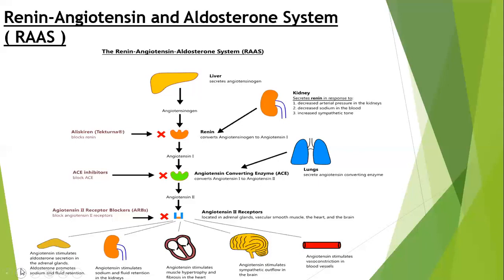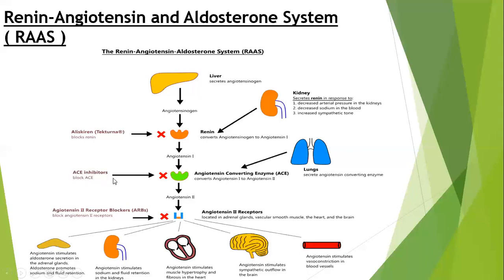That's why there are medications like angiotensin converting enzyme inhibitors. As you can see, angiotensin converting enzyme inhibitors block the ACE. That's why angiotensin 2 will not form, so vasoconstriction will not occur. Another medicine is called angiotensin 2 receptor blocker. That also reduces the vasoconstriction. So these are all blood pressure lowering medications, antihypertensive drugs. ACE inhibitors and angiotensin 2 receptor blockers are all blood pressure lowering medications.